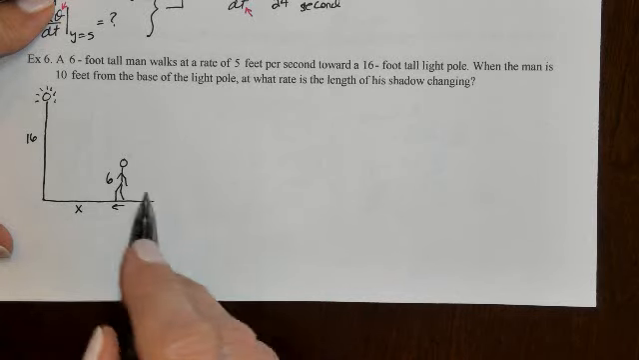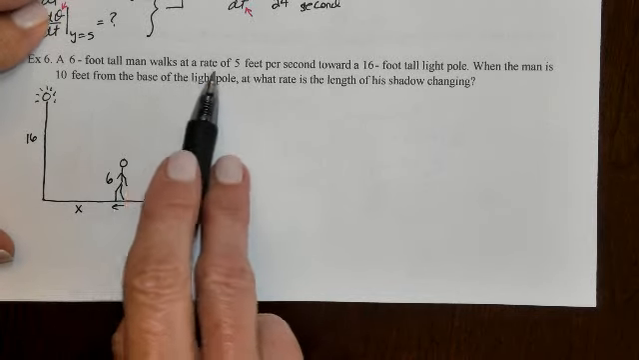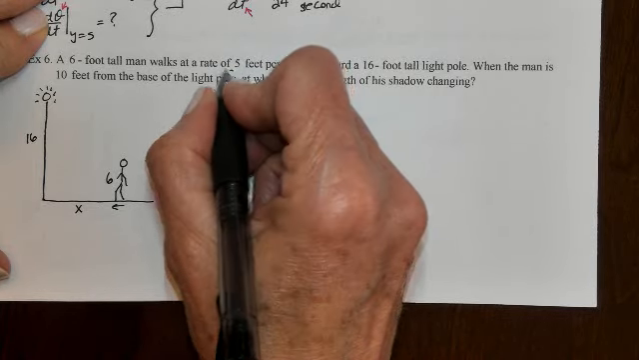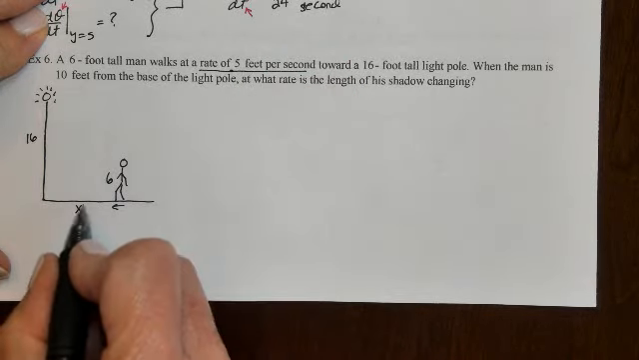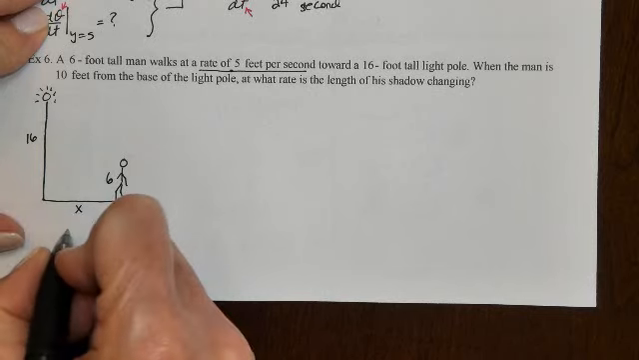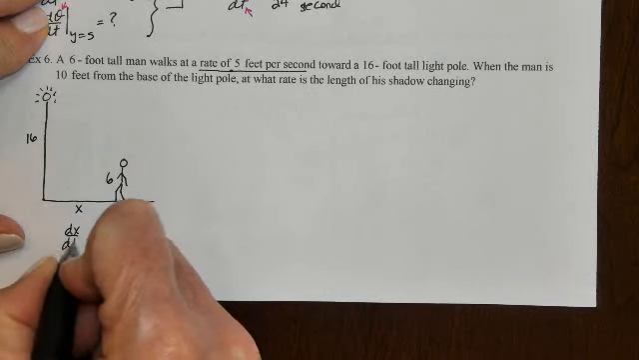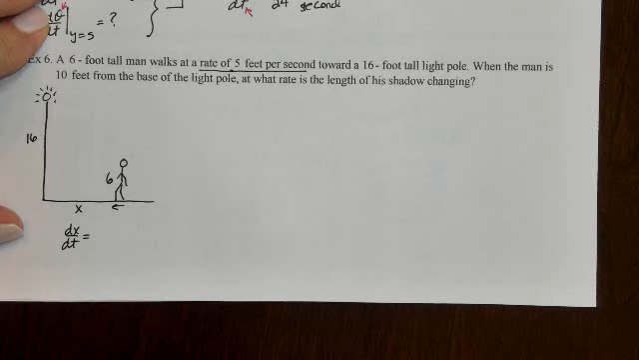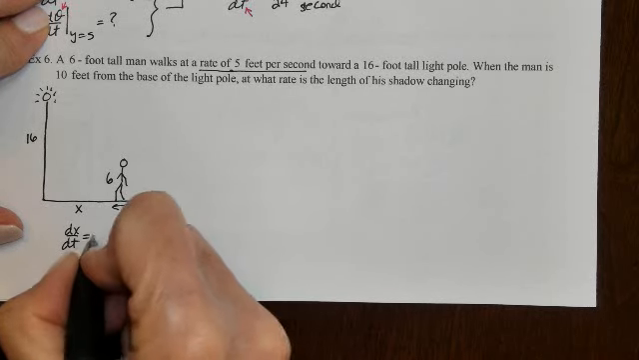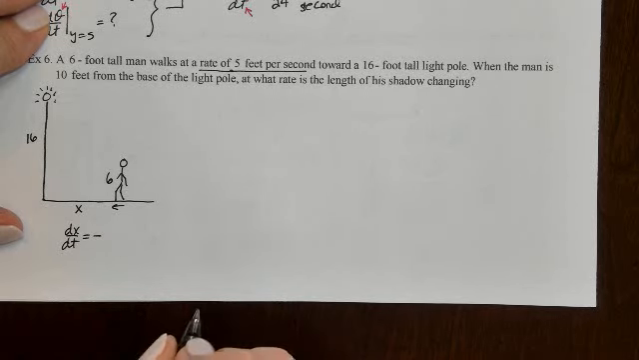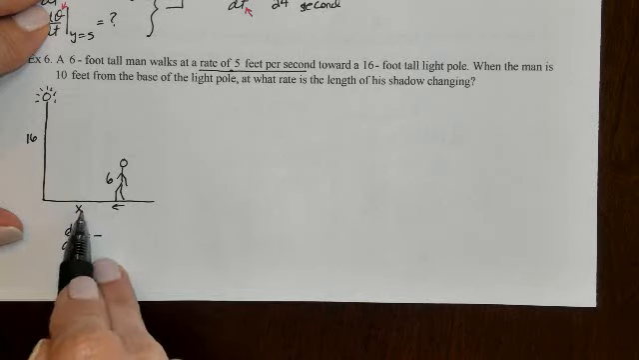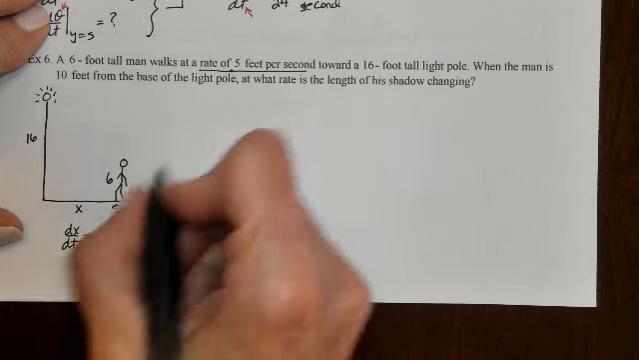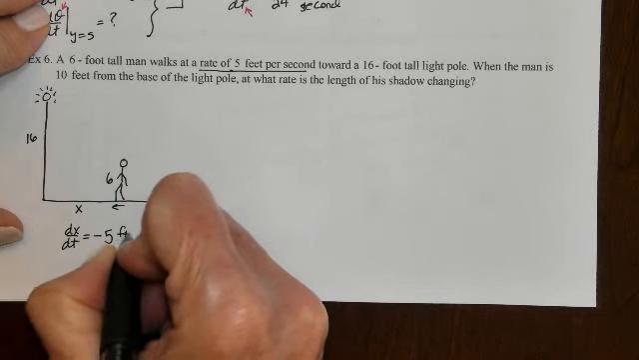So he's walking at a rate of 5 feet per second, right? So what is that? That's our dx/dt. Is x increasing or decreasing? Well, x is decreasing, so dx/dt will be negative. If x is decreasing, dx/dt is negative. So negative 5 feet per second.